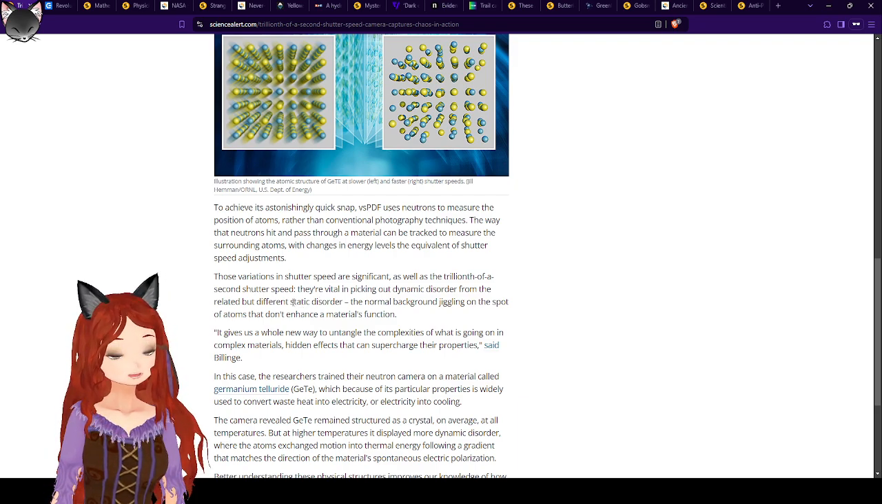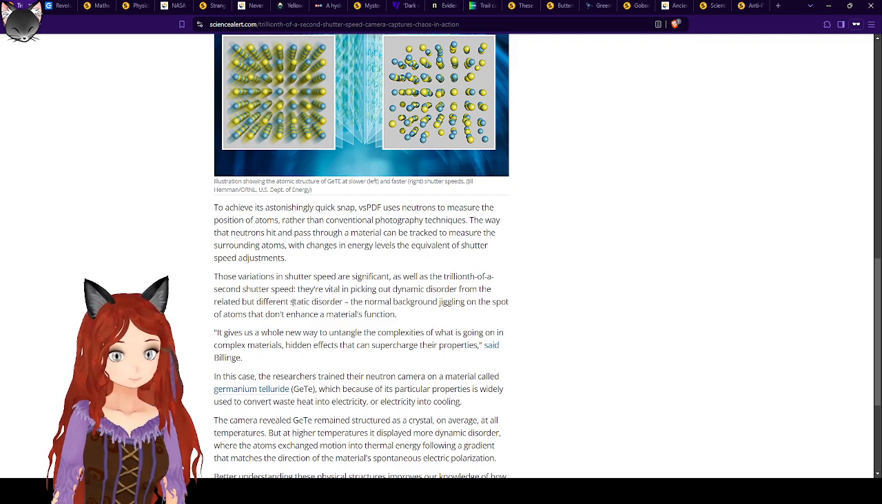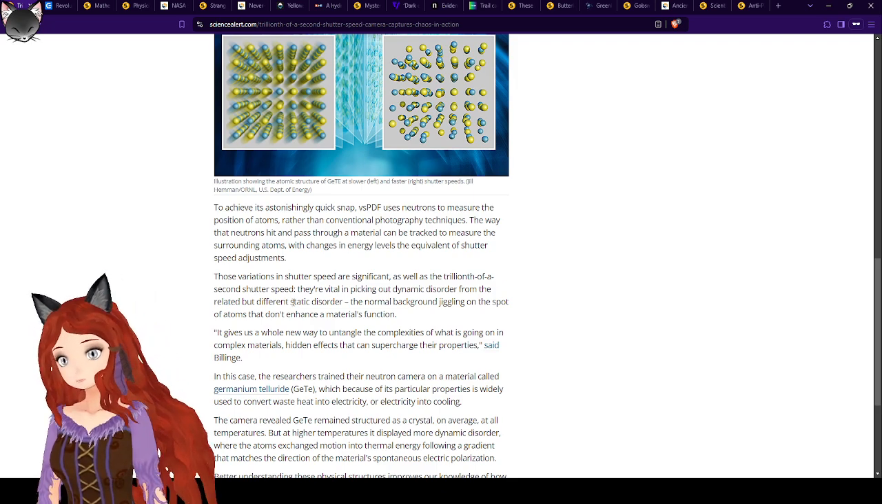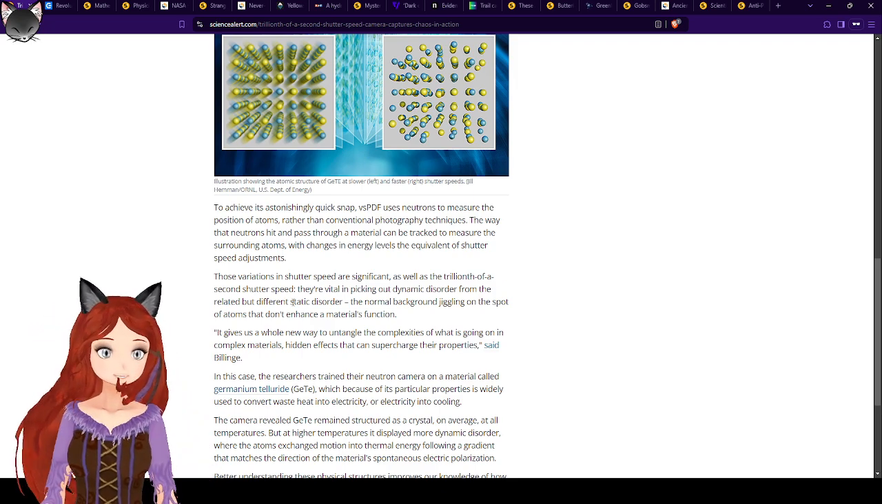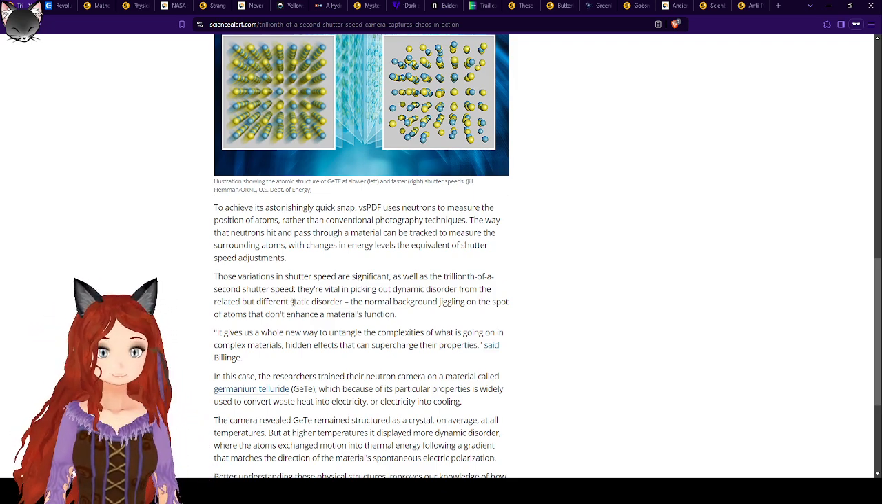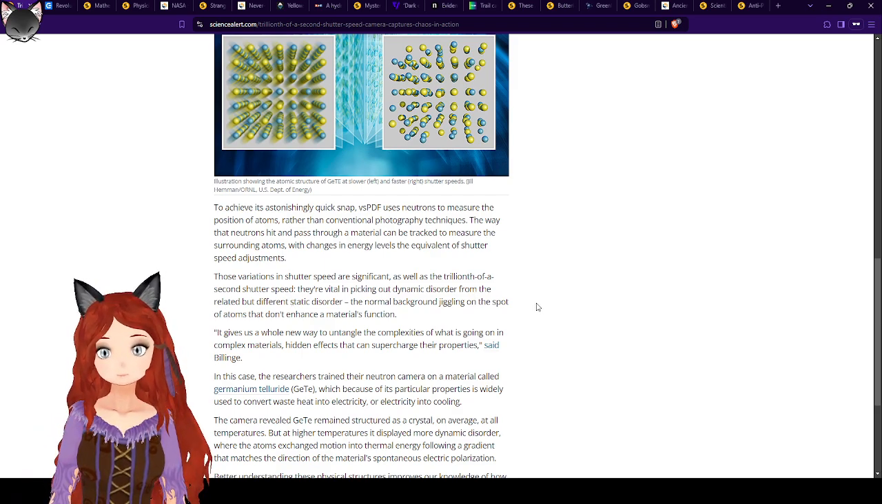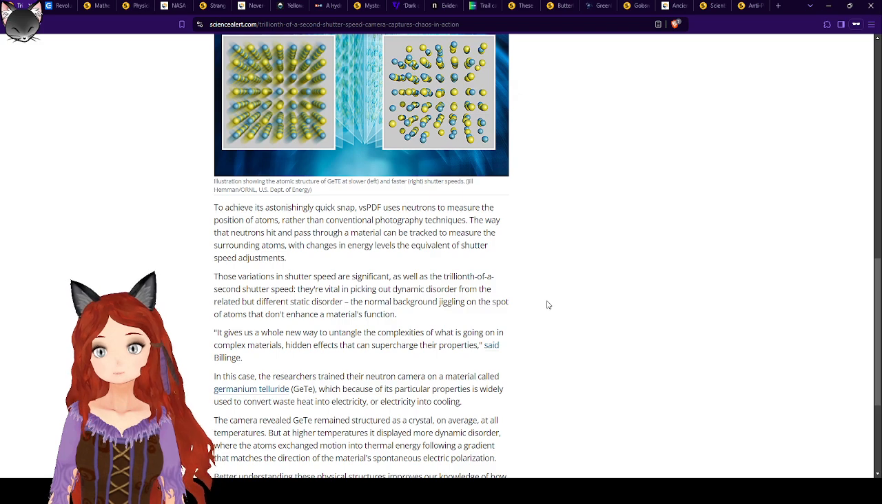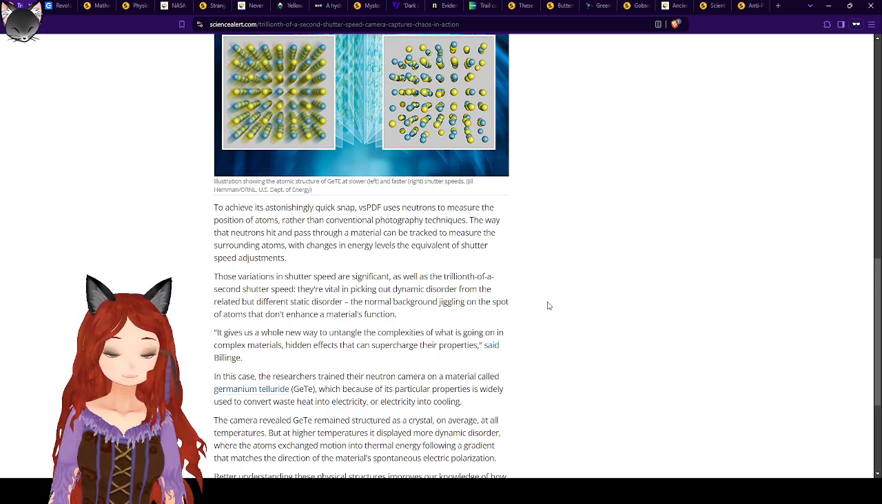Dynamic disorder and static disorder. So I exist on both ends of that spectrum. I'm just disorder altogether. Static disorder is the normal background jiggling on the spot of atoms that doesn't enhance the material's functions. It gives us a whole new way to untangle the complexity of what's going on in complex materials, hidden effects which could supercharge their properties.